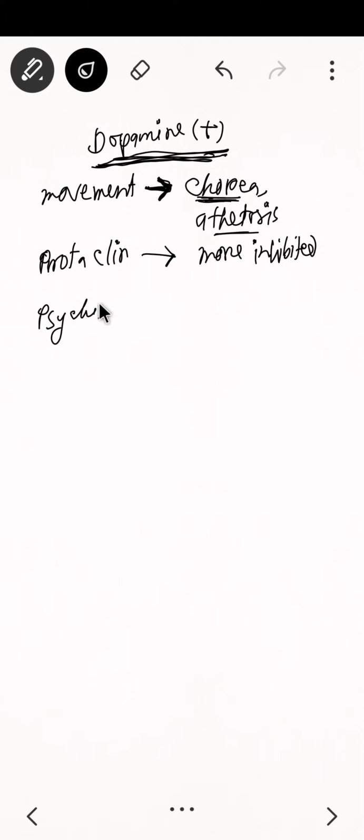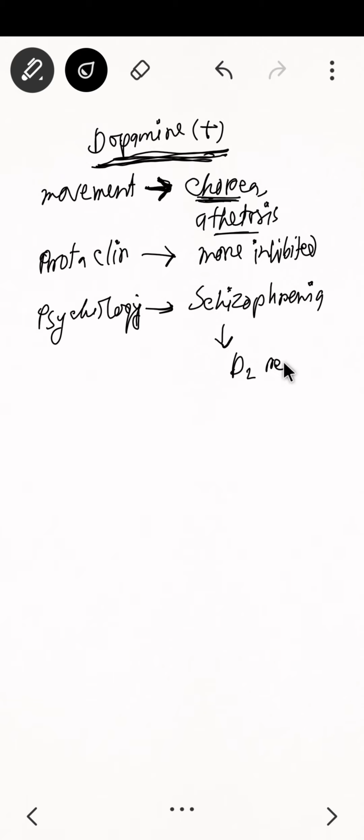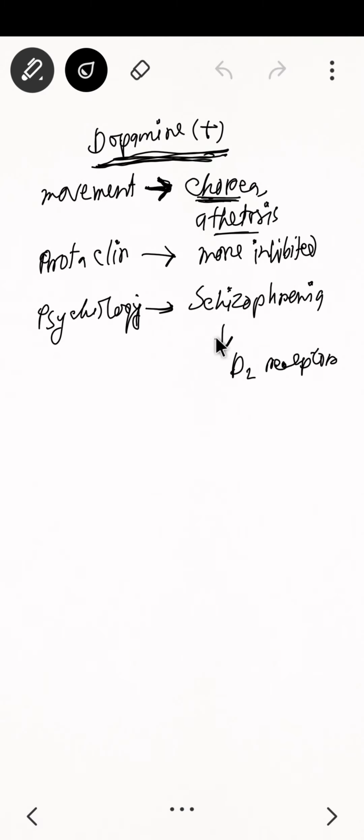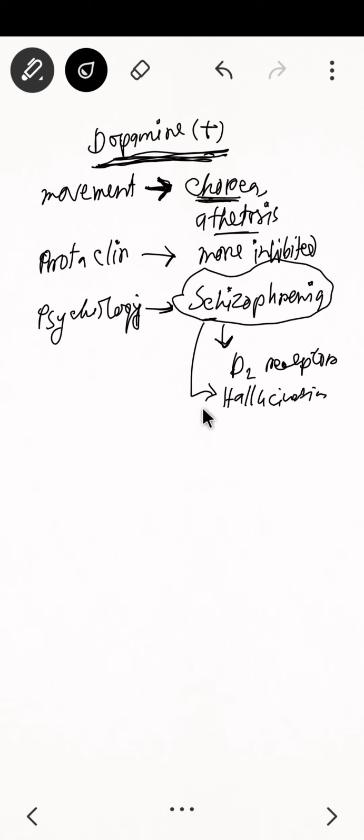Then psychology. Excess of dopamine causes some psychological problems such as schizophrenia. Basically, schizophrenia is caused by the D2 receptor. The D2 receptor is inhibitory. But in case of schizophrenia, there is excess of D2 receptor. That means the inhibitory function of dopamine is increased in case of schizophrenia. Some symptoms of schizophrenia are hallucination, delirium, delusion, etc. So these are the main three effects when there is excess of dopamine.